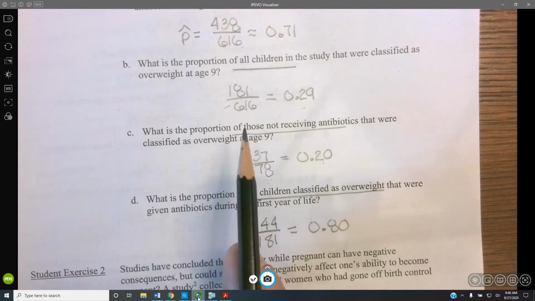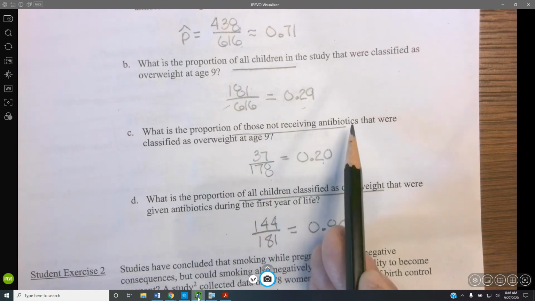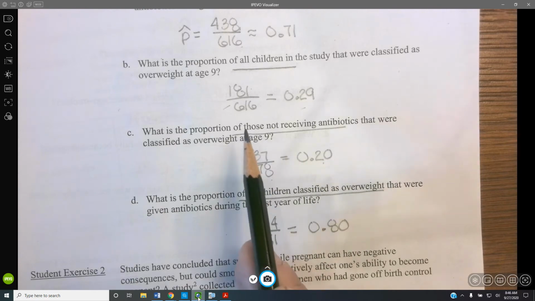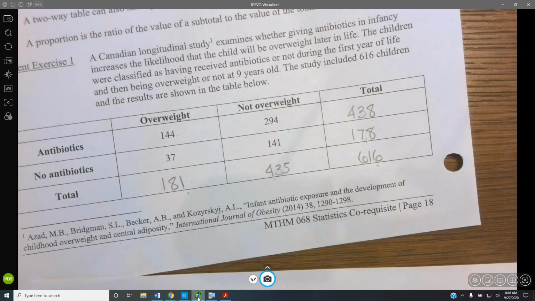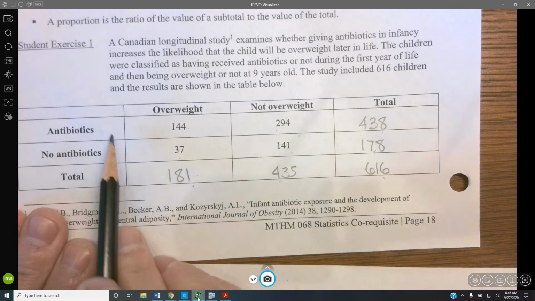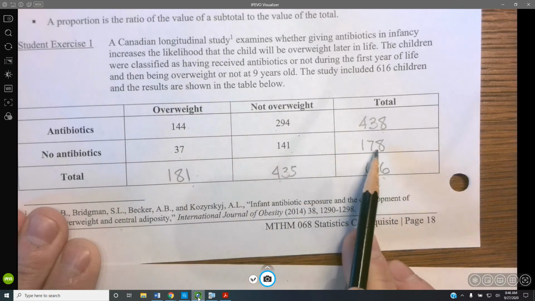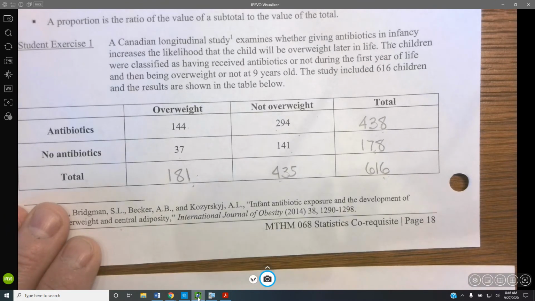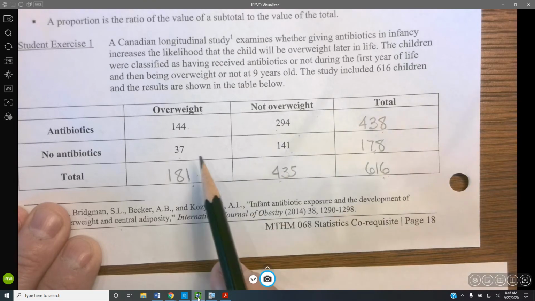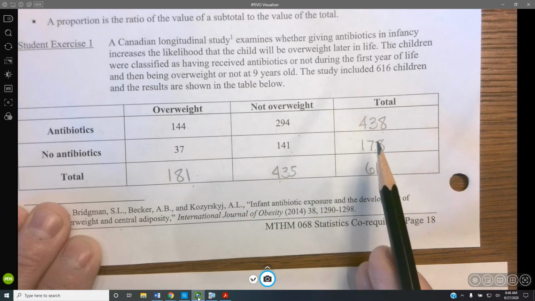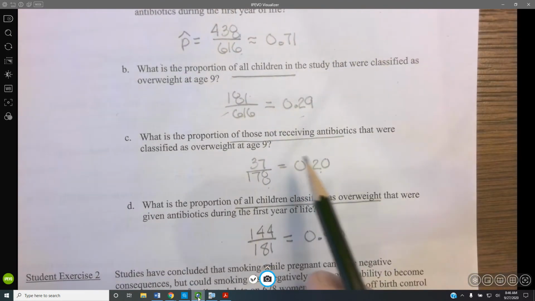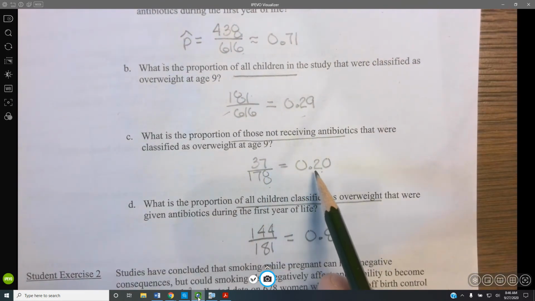What is the proportion of those not receiving antibiotics? Okay, well, notice the denominator is not 616. Of those not receiving antibiotics, I go and find those who are not receiving antibiotics. It's 178. From there, I look at the question. The question was overweight. So the people who are overweight are 37 out of 178. My proportional value for C is 0.20.